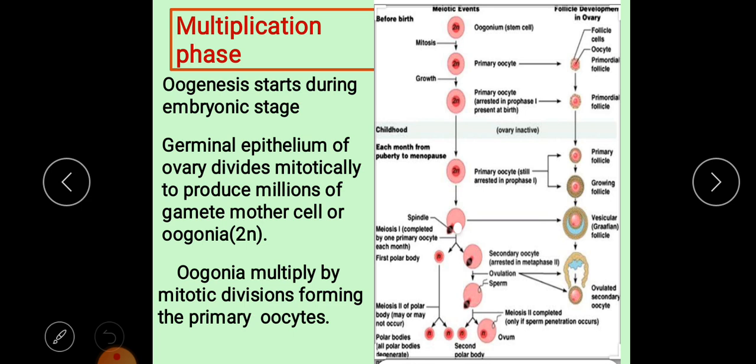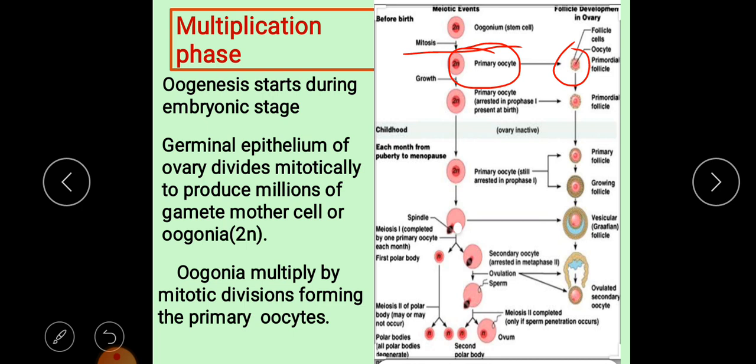Okay, so this female oogonia, when it enters the fetal ovary, that is the time the primary oocyte is going to form. Here we'll see that the oogonia multiplies by mitotic division, forming a primary oocyte, which is in the diploid 2n number. Side by side you can see the follicular development, how the follicle development is taking place in the ovary.